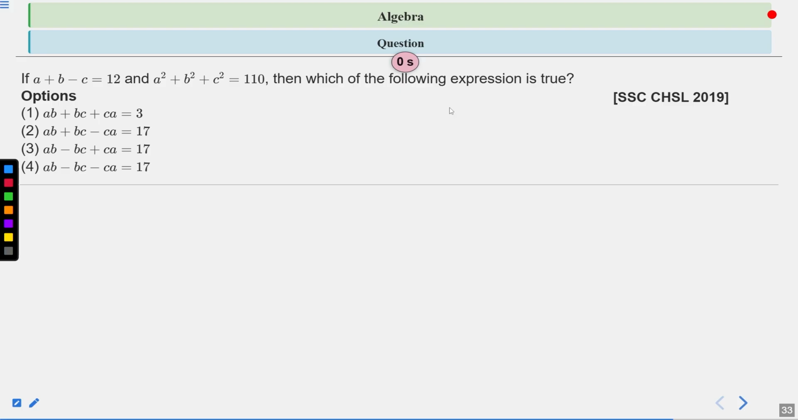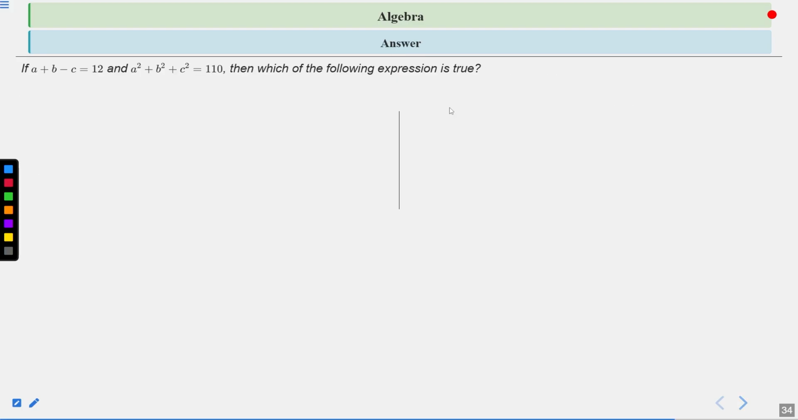Now time's up. Let's see the solution of this question. The question says that a plus b minus c equals 12 and a square plus b square plus c square is also given, which is 110. So we need to find the given expression which is true. So we just simplify it. The correct answer of this question is the fourth one, which is ab minus bc minus ca equals 17. Now see the detailed solution of this question.